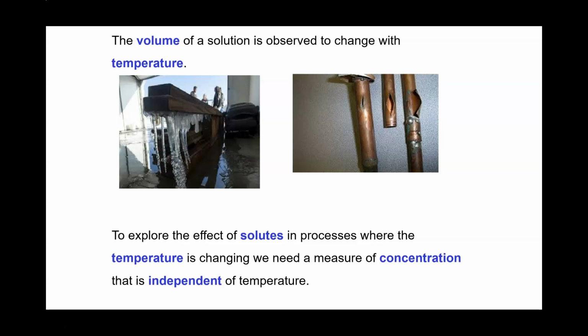And you've probably heard of the idea of a pipe undergoing what's called a freeze burst. This happens because as we lower the temperature of an aqueous solution, it can sometimes expand, and that can cause a pipe to burst, and it can cause flooding at times. So when we're looking at the effect of a solute on a process where the temperature is changing, we need a measure of concentration that is independent of temperature, and there's a difficulty here.